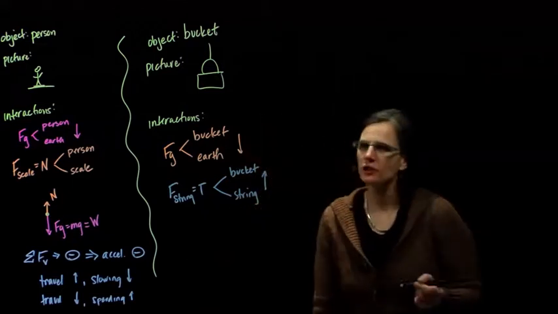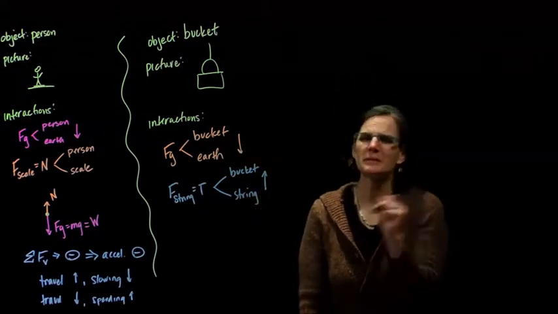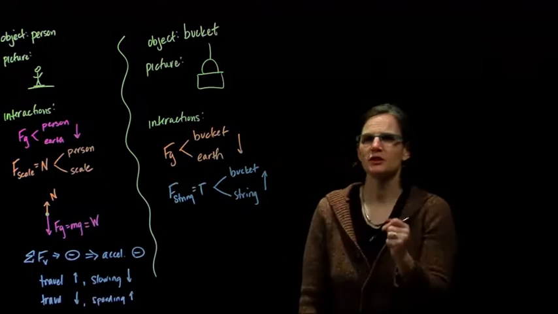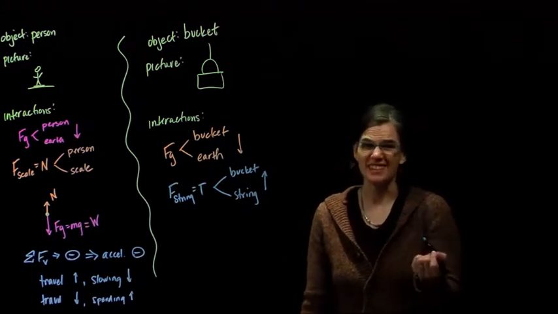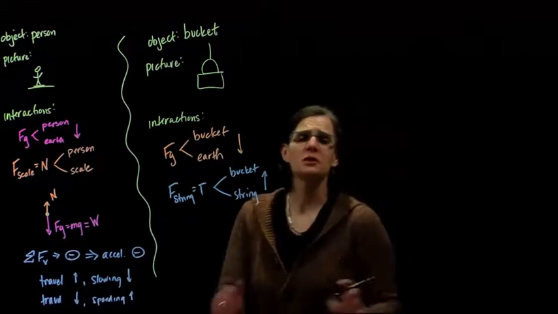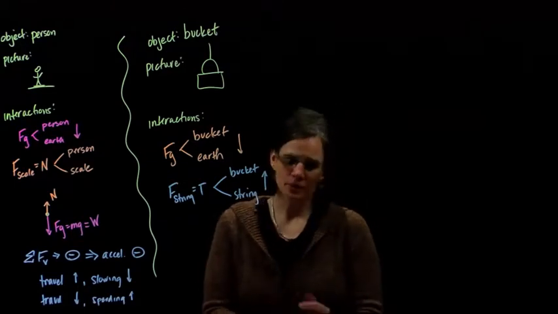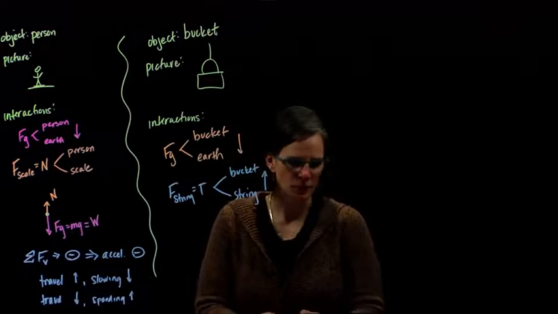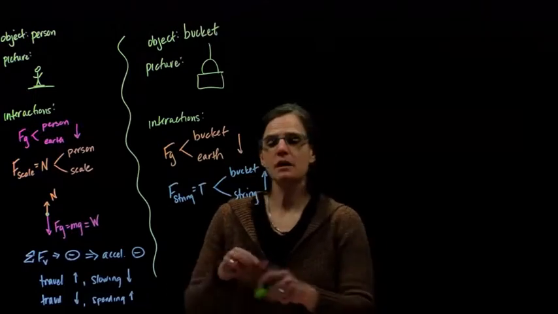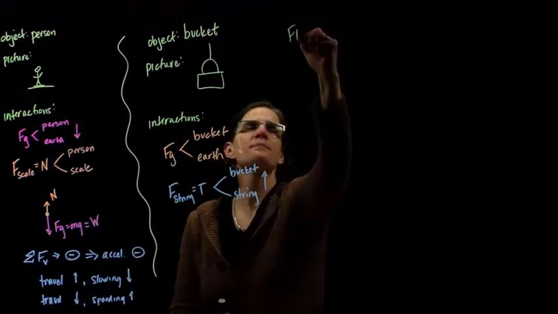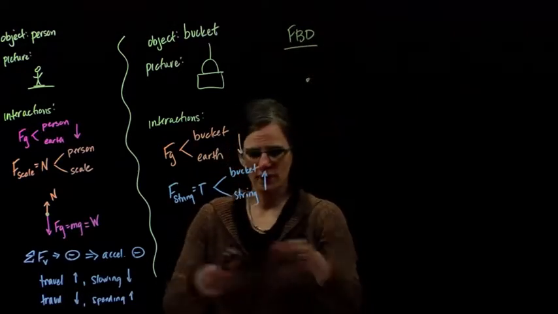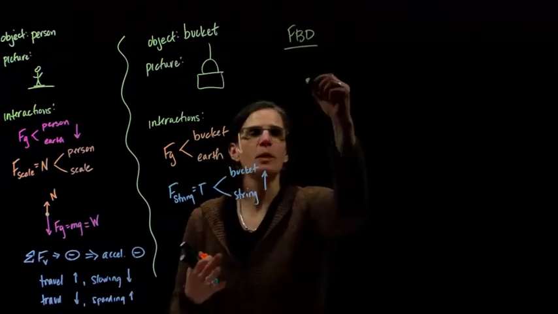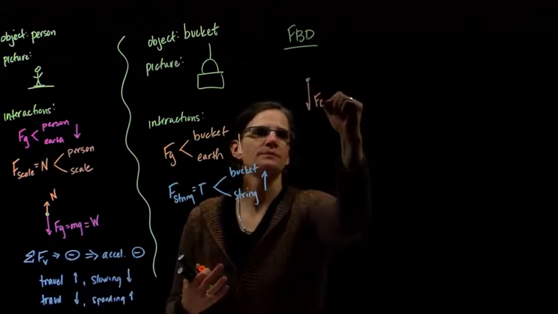Now, are there any other interactions? I'm holding on to it. Oh, but I'm not really touching the bucket. I'm just touching the string. Nothing right or left. I think that's it. So those are our 2 interactions. Now let's think about what the problem tells us about those 2 interactions. We can start with our free body diagram of the bucket. We know that the force of gravity is a property of the bucket itself.